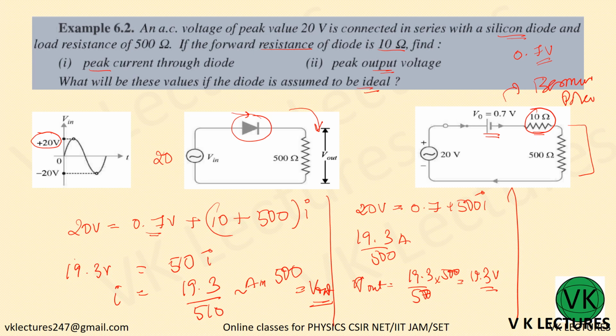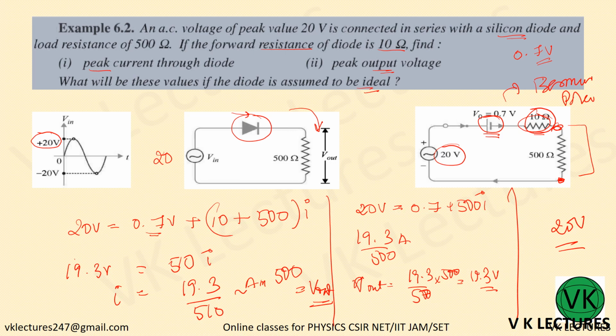Again, what if it is an ideal model? Ideal model means there is no voltage drop across the diode as well as there is no resistance. So 20 volt fed across this output resistance. So 20 volt. Now you can see the difference.